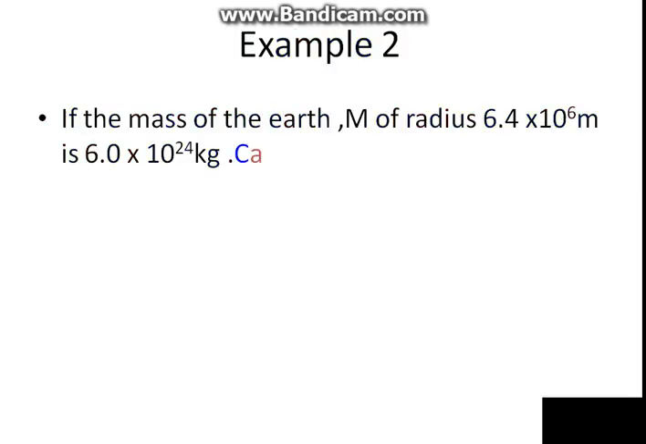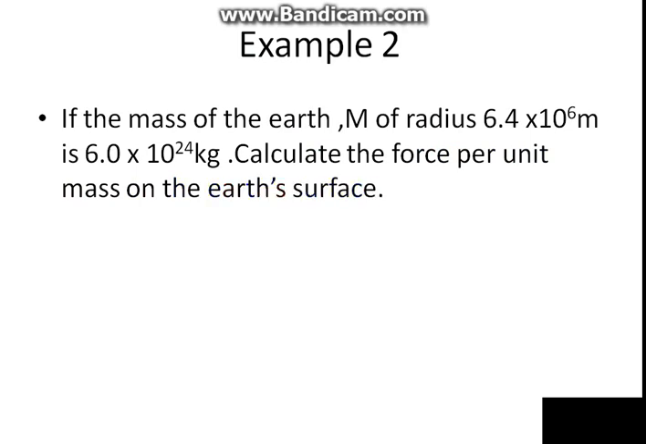Example 2. If the mass of the Earth, capital M, of radius 6.4 times 10 raised to power 6 meters is 6.0 times 10 raised to power 24 kg, calculate the force per unit mass on the Earth's surface, taking capital G equals 6.7 times 10 raised to power minus 11 meter cubed per kilogram per second squared.